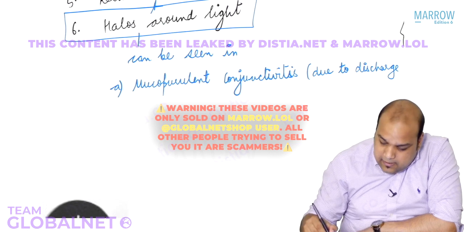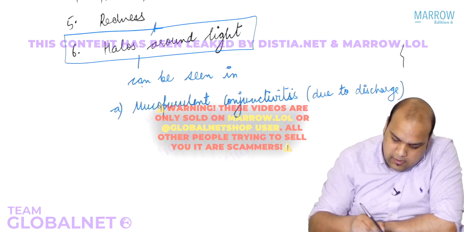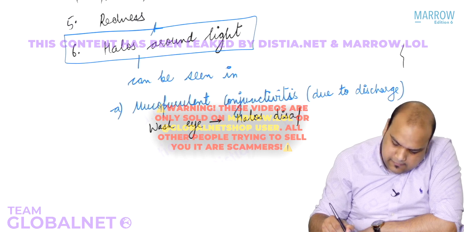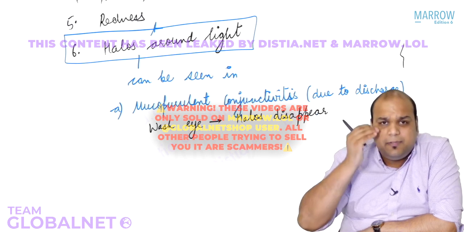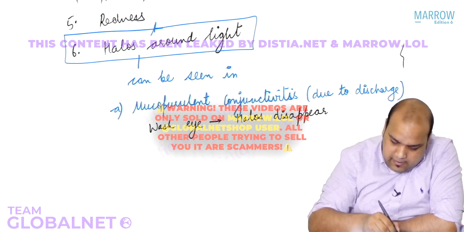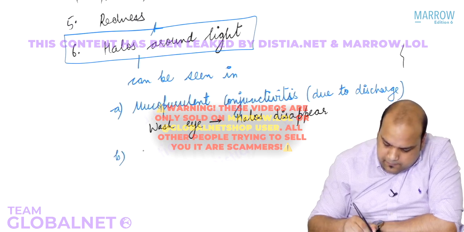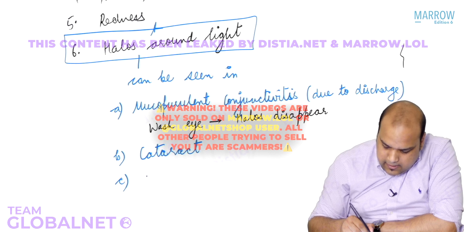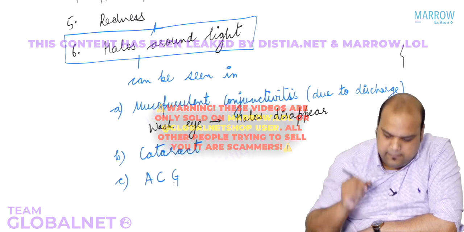Okay? Now, for this, what do you do? You wash the eye. You wash the eye, halos will disappear. It was due to some discharge lying on the corneal surface. You wash the eye, discharge goes, halos go. The second cause is cataract. And the third cause is what we are discussing here, everybody, angle closure glaucoma.